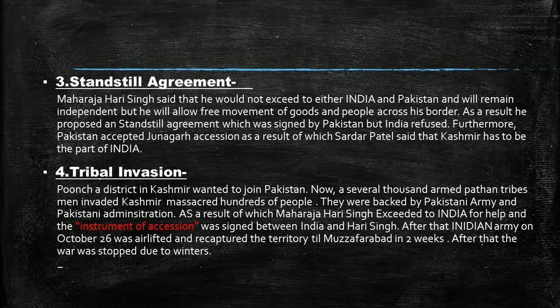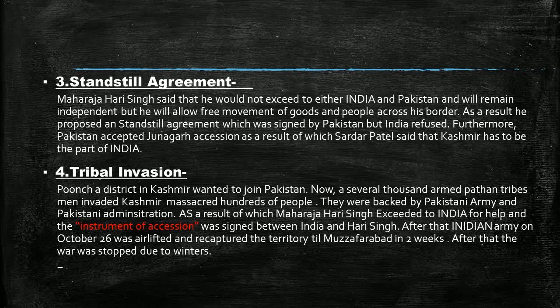Furthermore, Pakistan accepted the Junagadh accession, as a result of which Sardar Patel said that Kashmir has to be part of India. See, in Junagadh the situation was opposite. In Kashmir there was a Muslim majority and the ruler was a Hindu minority, whereas in Junagadh the ruler was Muslim, while the people there were a Hindu majority. So when Pakistan accepted the instrument of accession of Junagadh, it further worsened the situation, and Sardar Patel said that Kashmir has to be part of India, which further deepened the conflict.